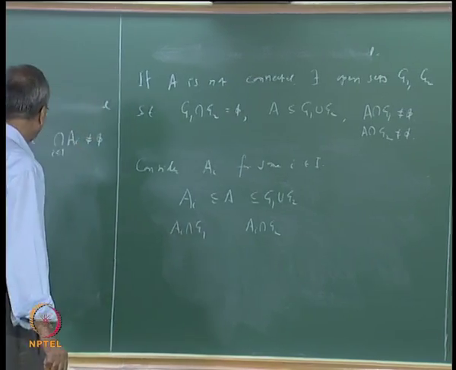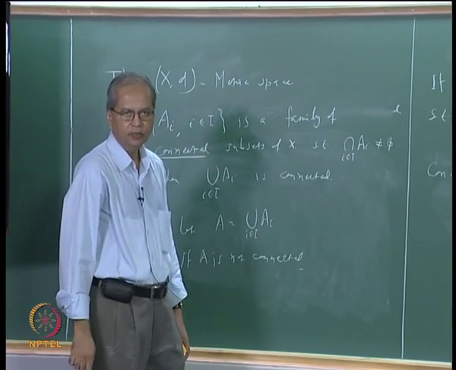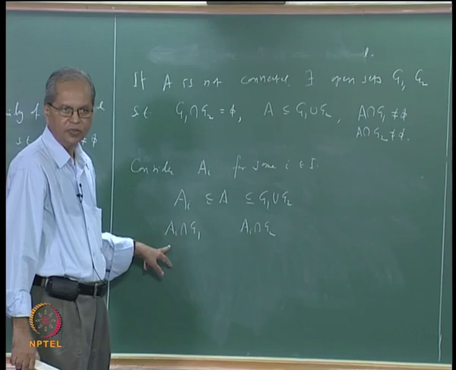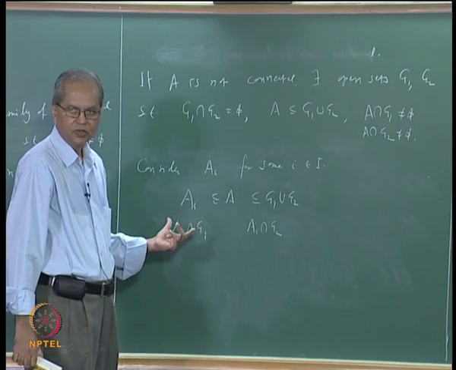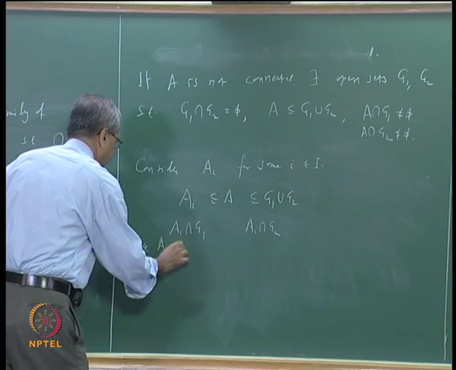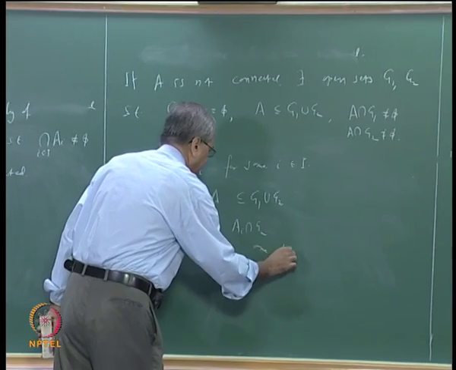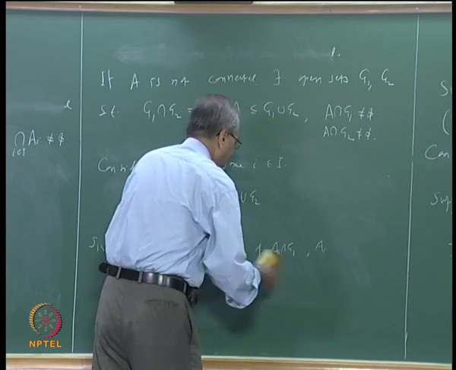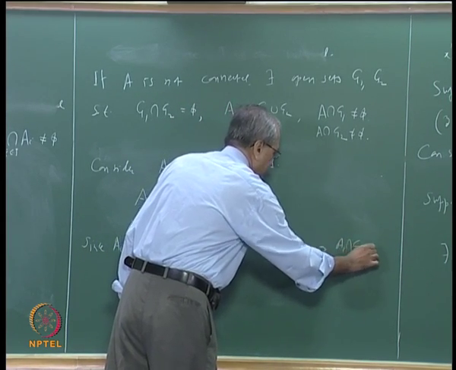But our assumption is that each Ai is connected. Remember here, our assumption is that each Ai is connected. So that means it cannot happen that both of these are non-empty. So at least one of them must be empty. So what is the argument here now, that since Ai is connected, we can simply say Ai intersection G1 is empty or Ai intersection G2 is empty.